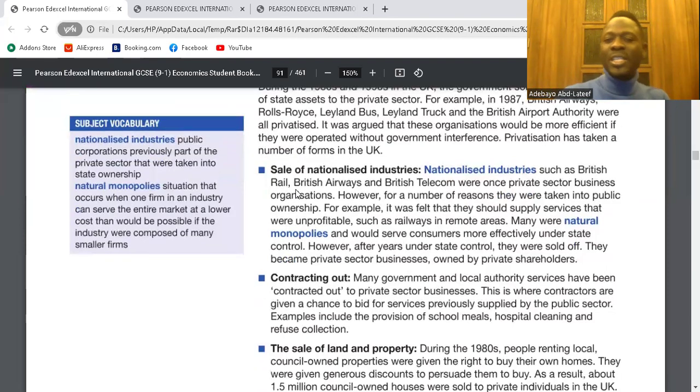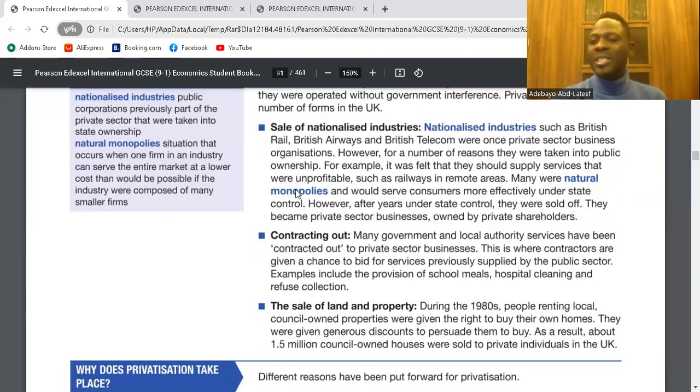The second one is contracting out. When government and local authority services are contracted out to private sector businesses, contractors are given a chance to bid for services previously supplied by the public sector. So here, it is what the public sector does. They do it, but now it is opened to anybody, as long as you have the financial capability and you are convincing to do it, you can do it.